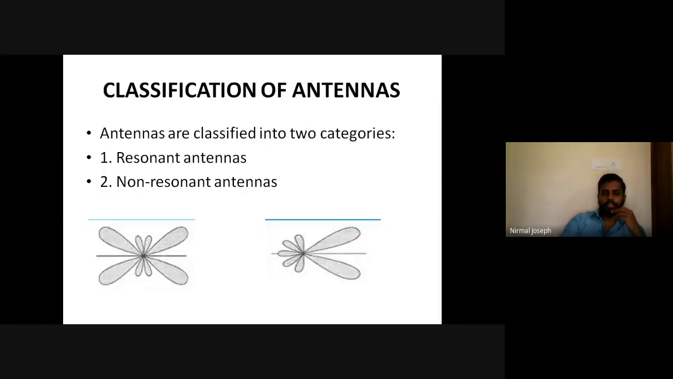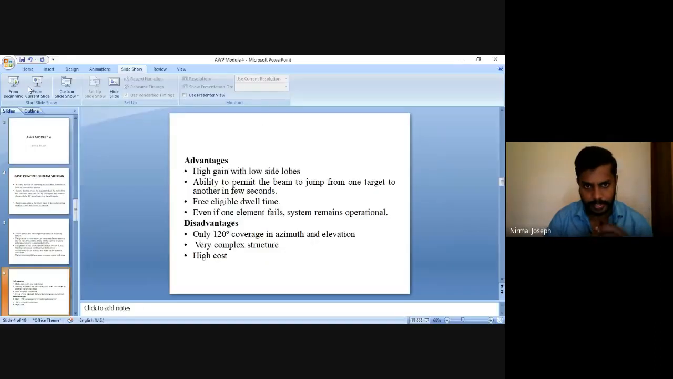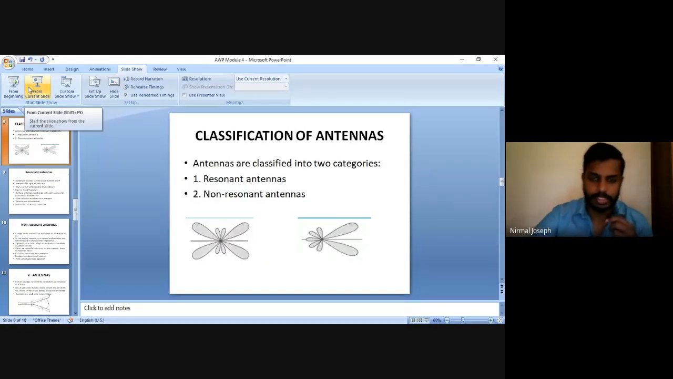Now we are moving to the classification of antennas. There is a basic general classification of antennas, and then we will move on to the subcategories. Antennas are generally classified into two categories: resonant antenna and non-resonant antenna.